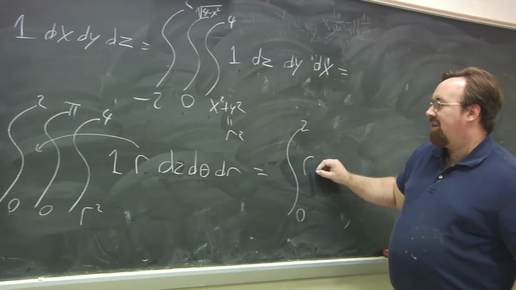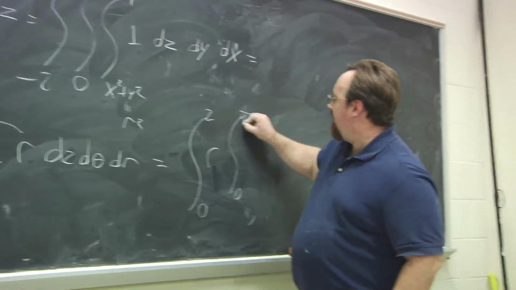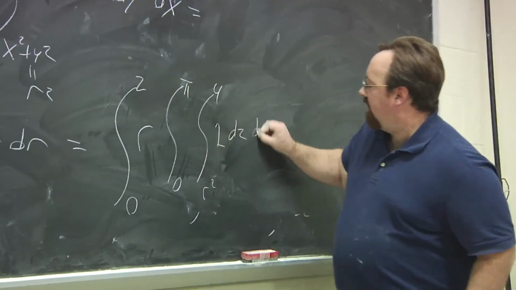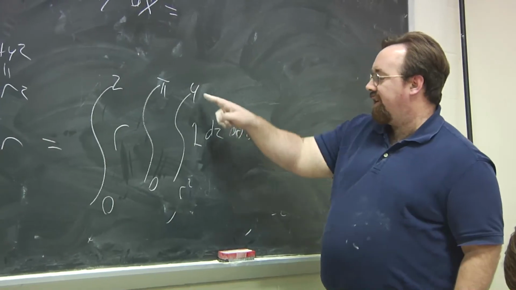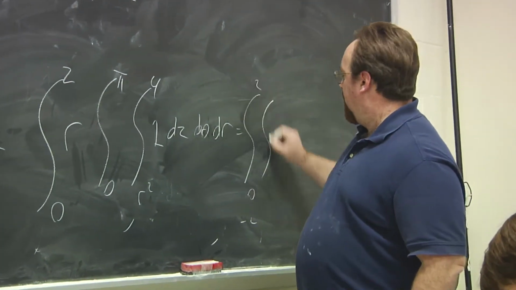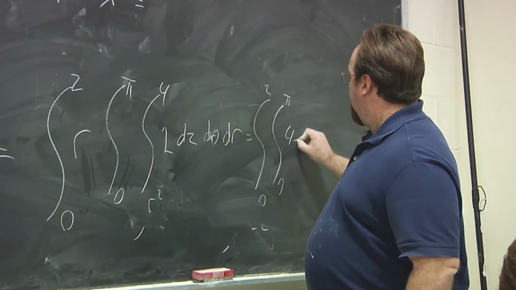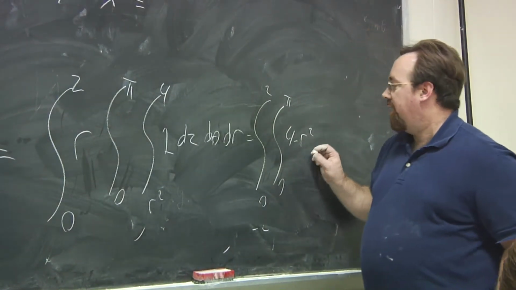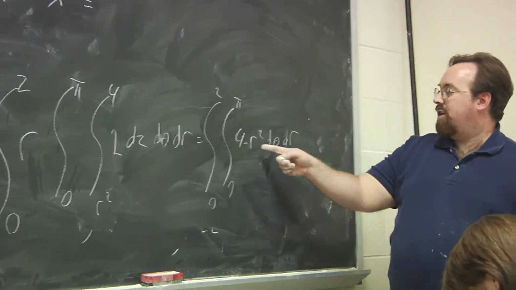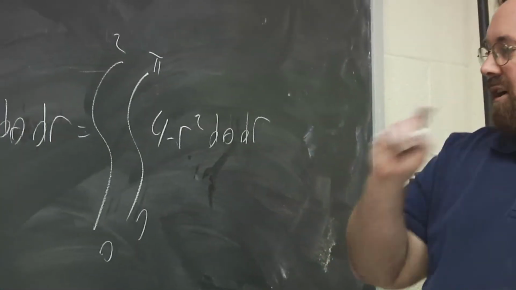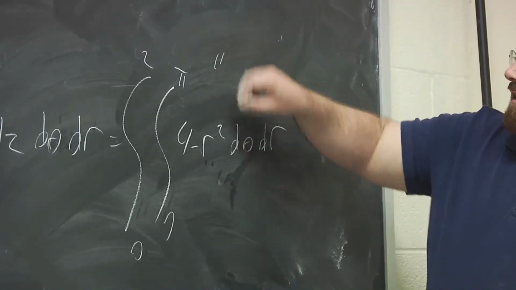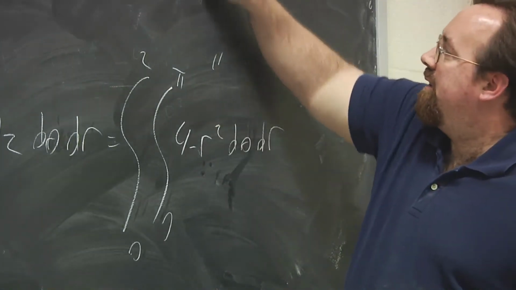So we'll stick the r out here. Then we have 0 to pi in theta, and then 1 dz d theta dr. So now we're going to get 4 minus r squared, 4 minus r squared d theta dr. And now we're going to integrate that with respect to theta, but all that's going to do is multiply this whole thing by pi, because this is independent of theta.